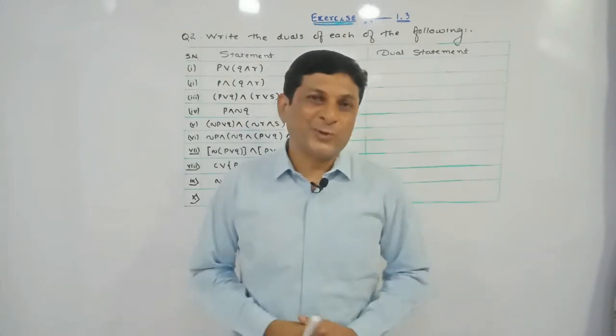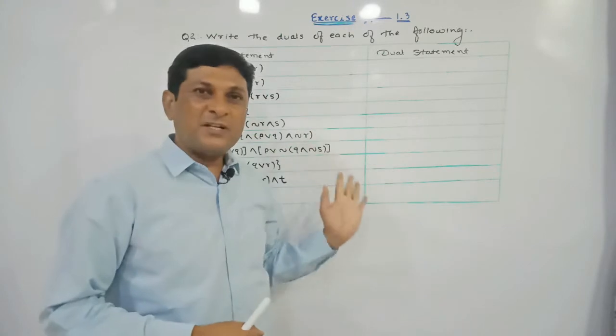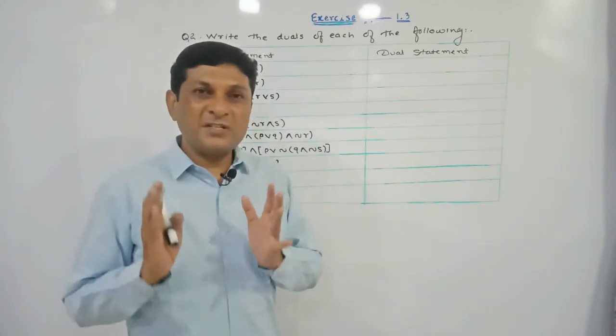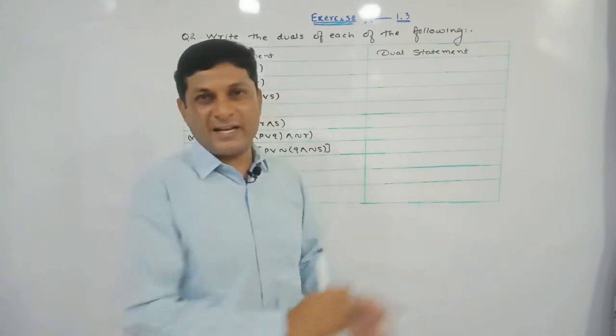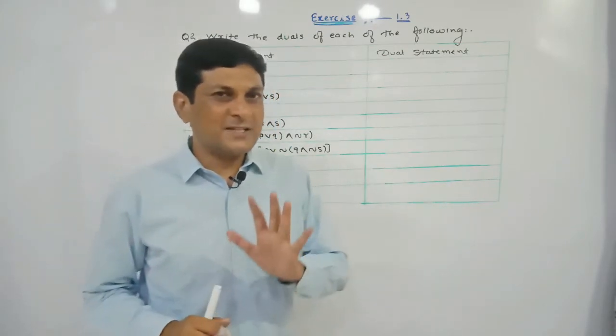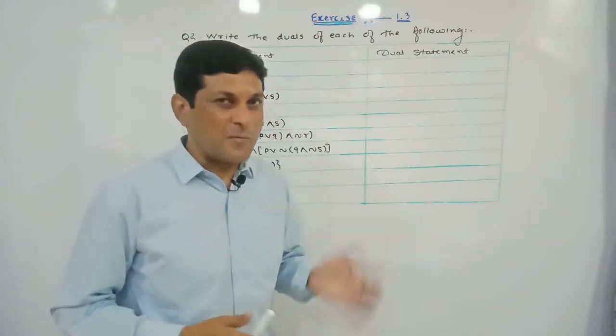Now let us try to solve question number 2, in which we have to find out the dual of the given compound statement. Why are we saying that it is a compound statement? Because in this statement one or more logical connectives appear. Such statements are called compound statements.